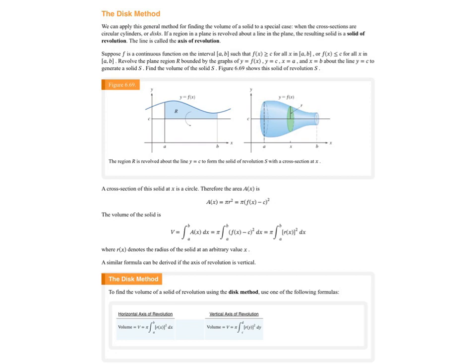It says we can apply the general method for finding the volume of a solid to a special case. What if the cross sections are circular cylinders or discs? That's all a disc is. It's a short, squatty little cylinder, right? Imagine that I took a cylinder and now I made a disc out of it, right? If a region in a plane is revolved about a line in the plane.